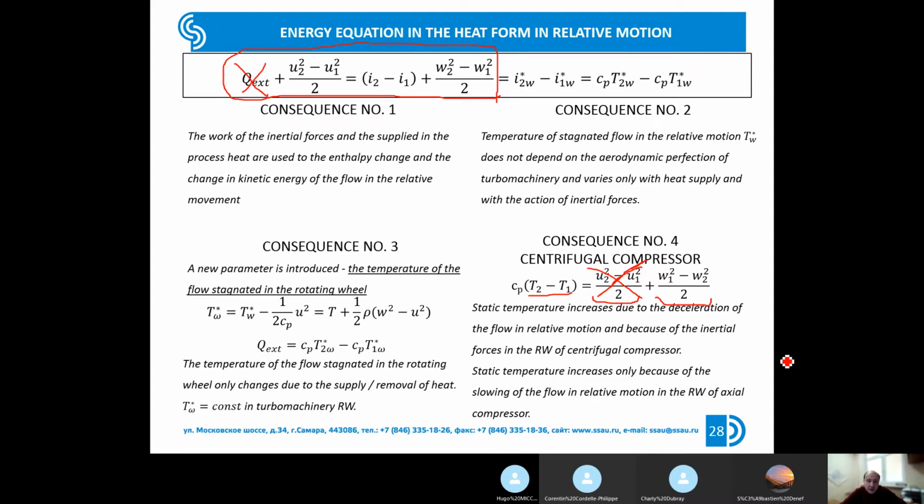So that's all about the energy equation. Do you have any questions here? No? Okay. No questions. Perfect.